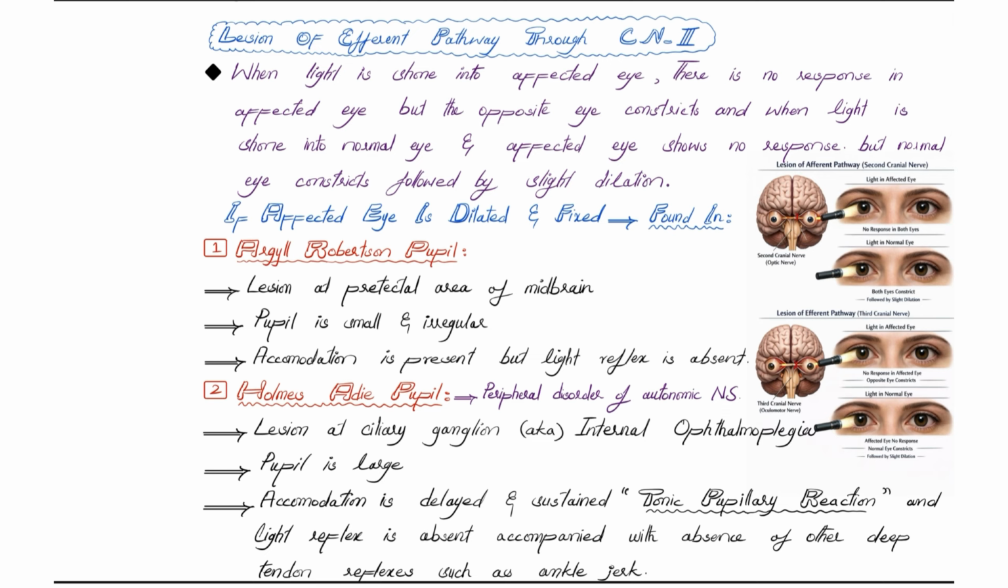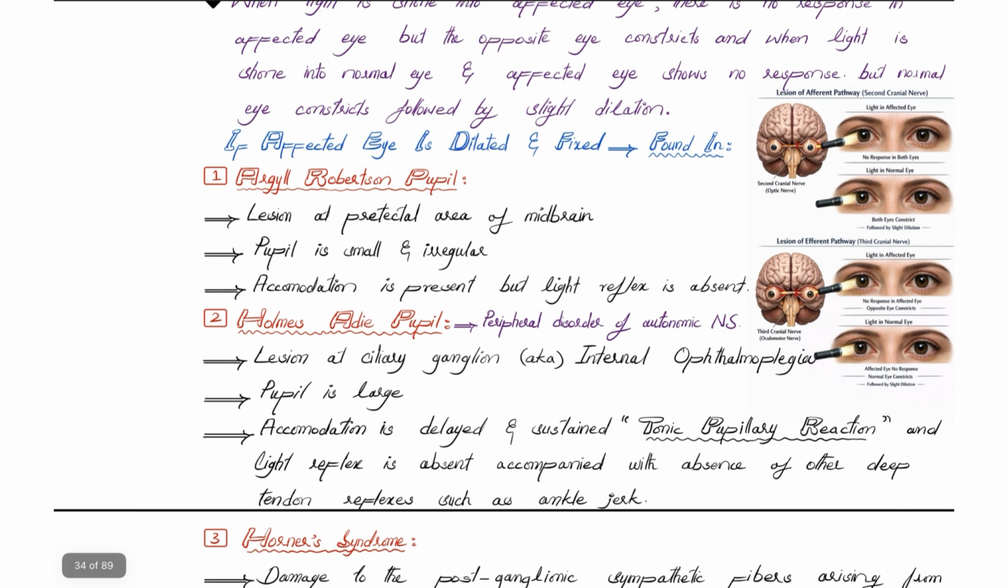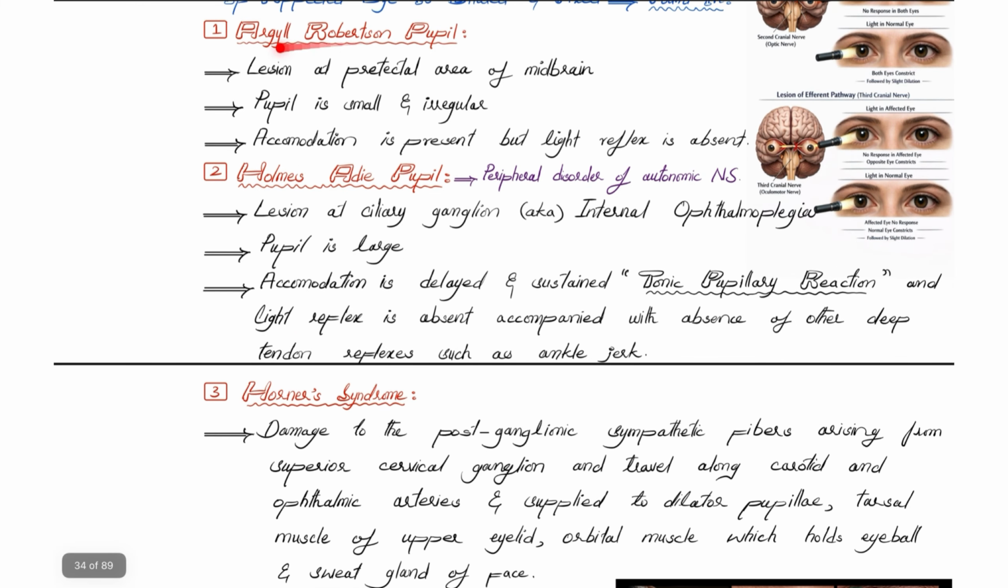Let's discuss some abnormalities of the pupil. The first one is Argyll Robertson pupil. It occurs when there is lesion at the pretectal area of the midbrain. The pupil is small and irregular. However, the accommodation reflex is present, but the light reflex is absent.